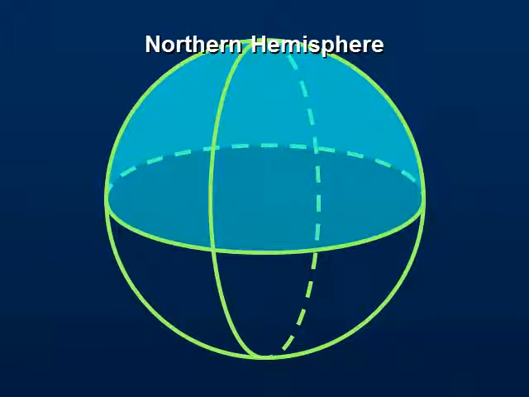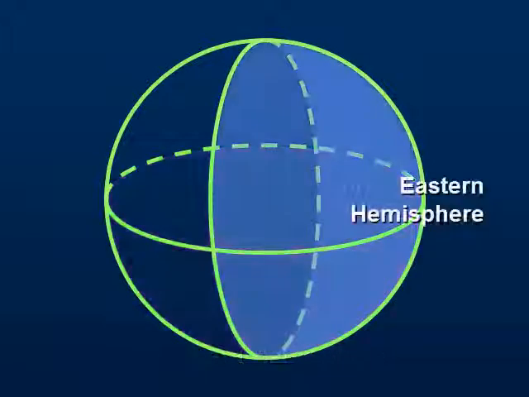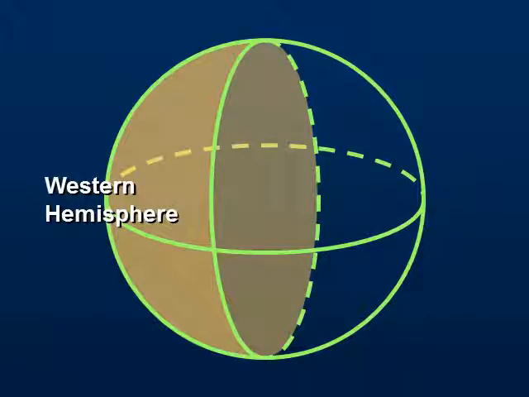So like we mentioned, the equator separates the Earth into the northern hemisphere and into the southern hemisphere. The prime meridian and the international date line separate the globe into the eastern hemisphere and into the western hemisphere. So if you put these all together, you've actually quartered the Earth into 4 quarters.